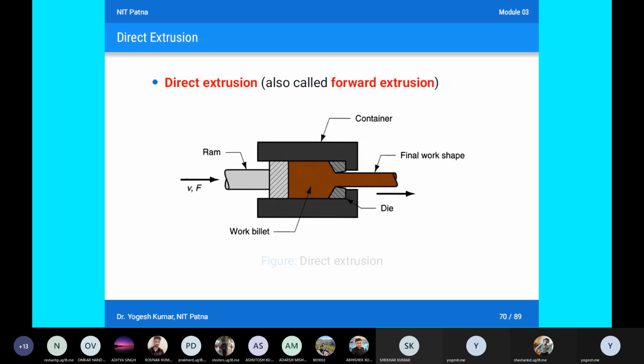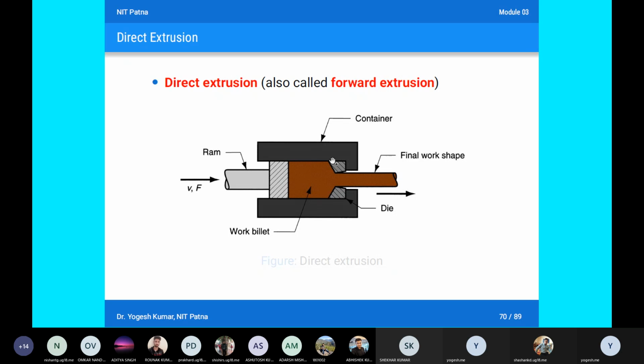Okay, so now we come to the direct extrusion. Direct extrusion is, in most literature, known as forward extrusion. And here you can see we have a container, a big container, under which a die is kept. In gray color you can see this is your die. And your metal block is placed in this container.